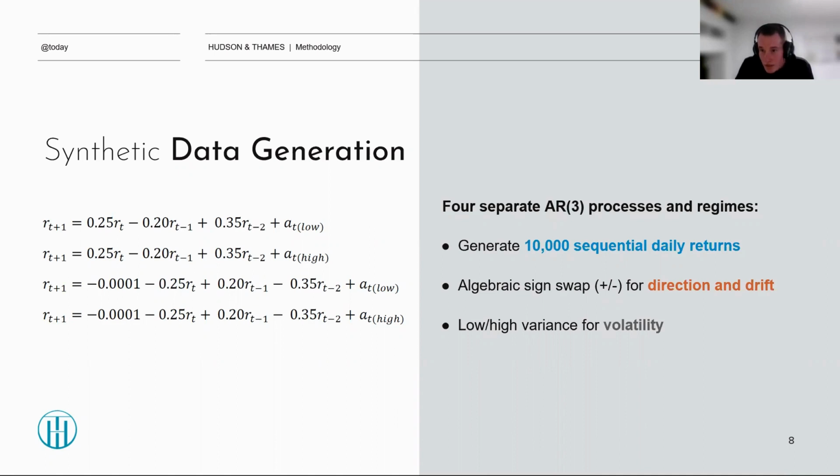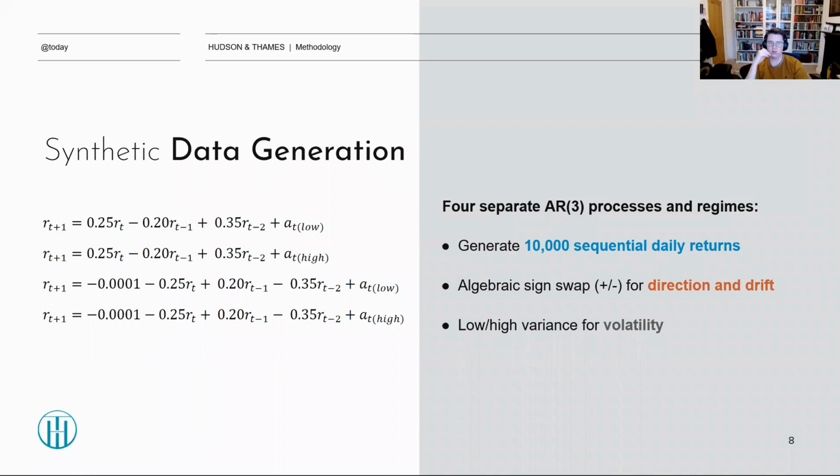The numbers before the returns are the model coefficients, and here we have a_0, which is the drift component. Then there is a noise series with a mean of 0 and a variance of 0.00212 for the low volatility regime and 0.00423 for the high volatility regime. For those volatility numbers, we used a random sample of IBM's returns.